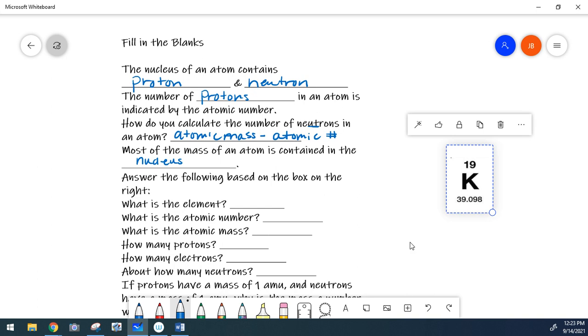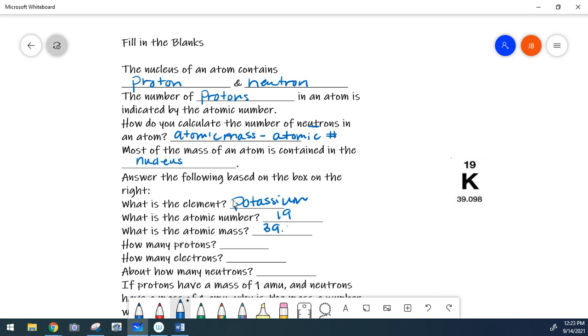All right, so this is what we're answering about. Okay? So, what is the element? Potassium. Okay? What is the atomic number? 19. What is the atomic mass? 39.098. Now, why is this a decimal? The average atomic mass. Remember I said this the other day.